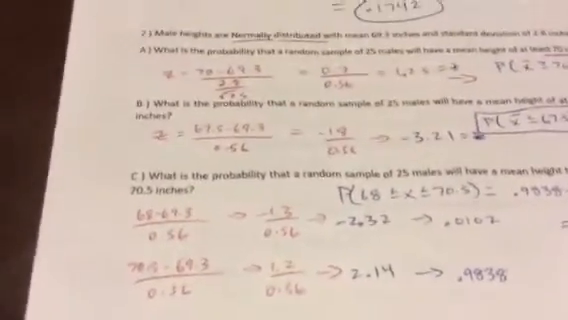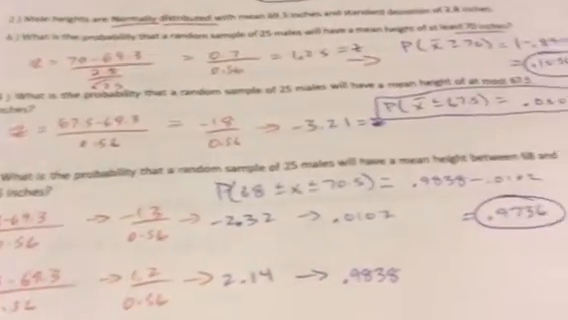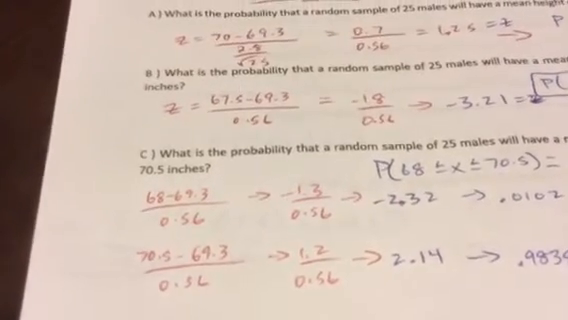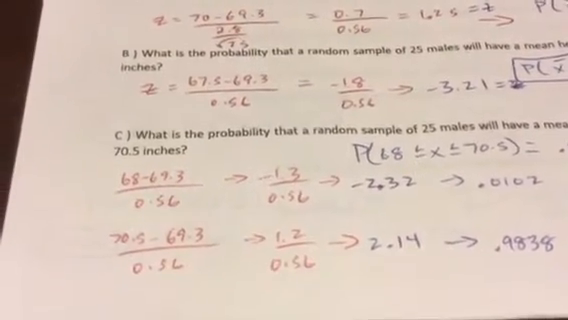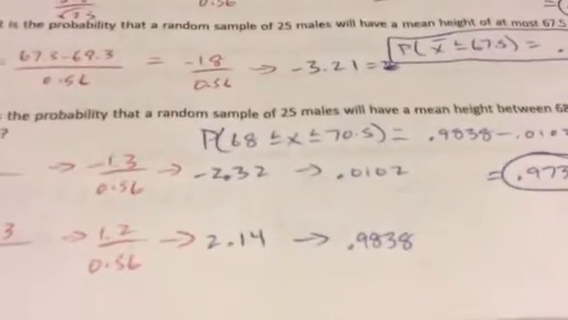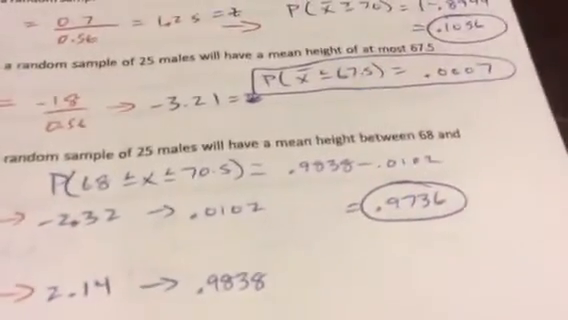What is the probability a random sample of 25 males will have a mean height between 65 and 70.5 inches? All right, so I find both those z-scores. For 68, it's below average, negative 2.32. For 70.5, it's above average, 2.14. Those are the areas, and I want to be between, so I subtract them.